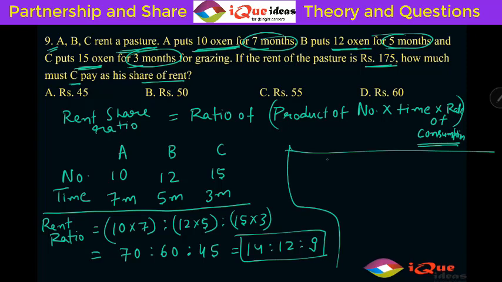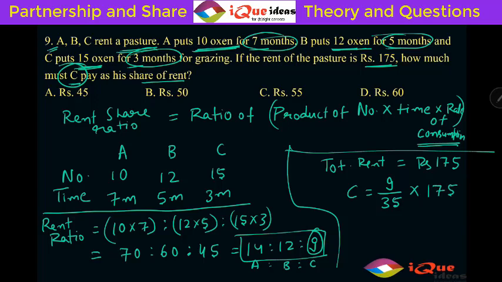Now in this case, the total rent is given as rupees 175. The question is asking how much must C pay, right? Now this ratio was A is to B is to C. So C's share will be given as 9 divided by 9 plus 12 is 21, 21 plus 14 is 35. So 9 by 35 into 175. Now 35 cancels 175 exactly 5 times. So 9 times 5 is 45. So 45 rupees must be paid by C. Right? So if you look at the options, I think it is the first option that is the correct answer. All right.